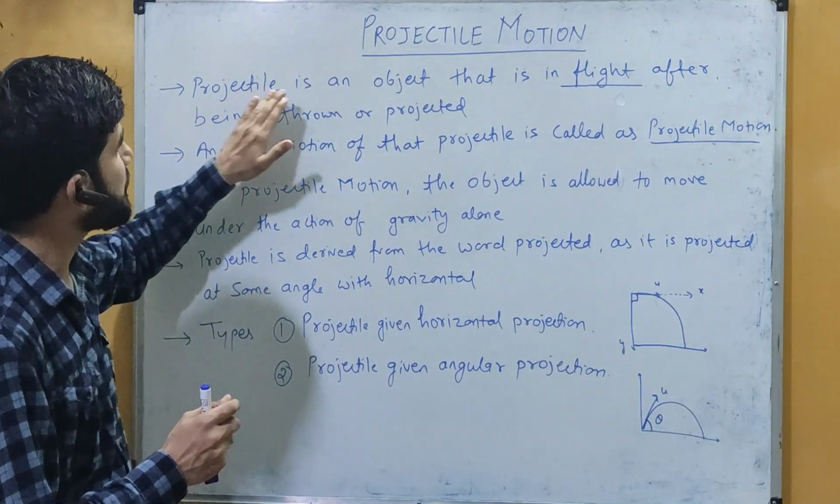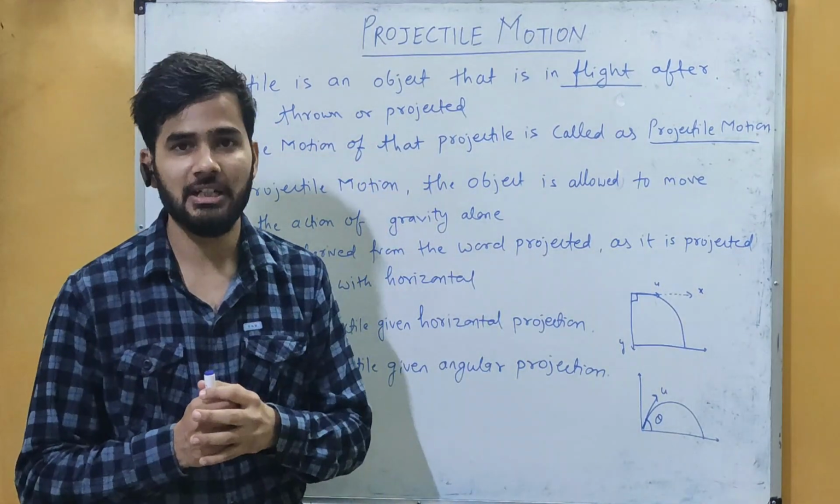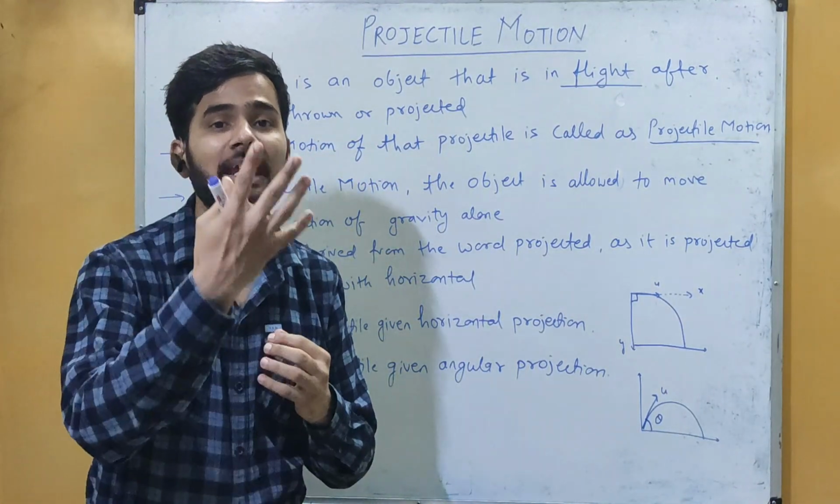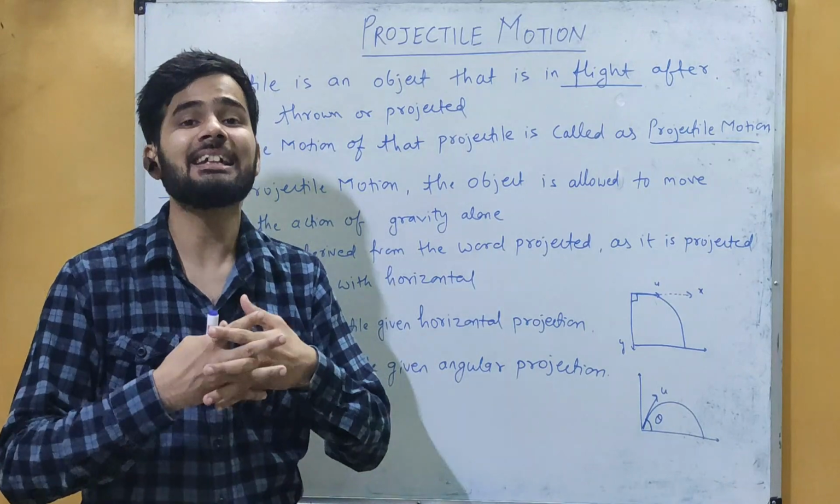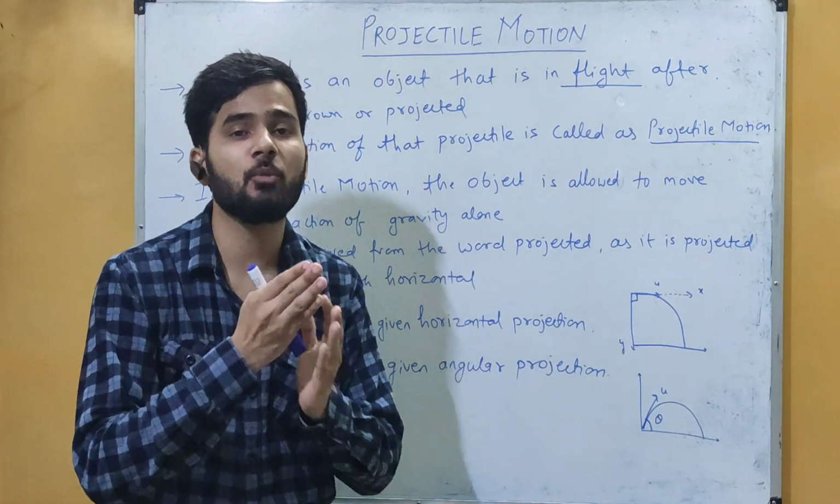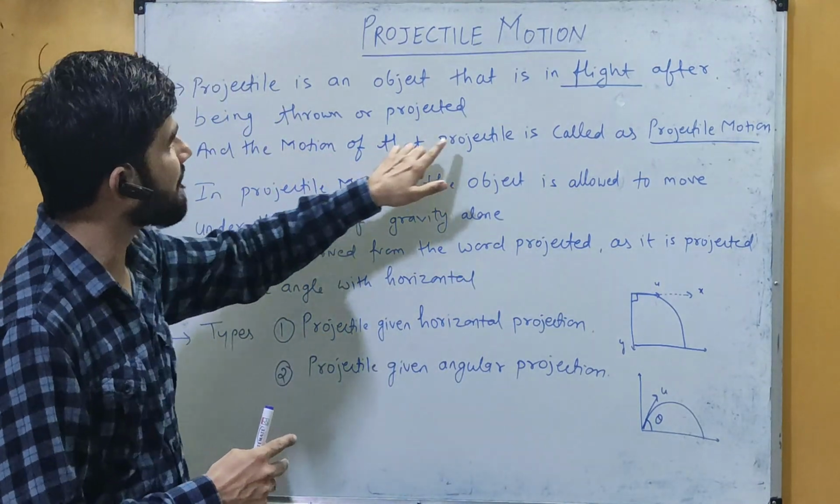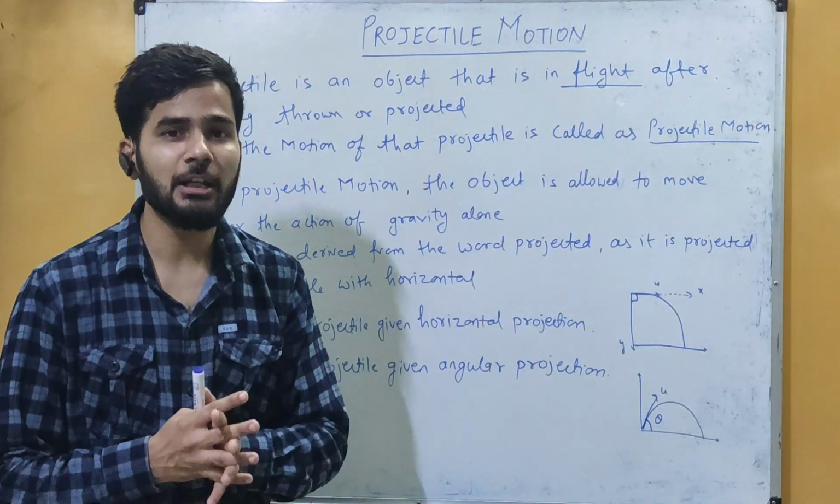Okay, so here this projectile is an object that is in flight after being thrown or projected. मतलब जिस object को हम air में फेंक रहे हैं, that object is called the projectile, और उस projectile का जो भी motion होगा that is called the projectile motion. So the motion of that projectile is called projectile motion.